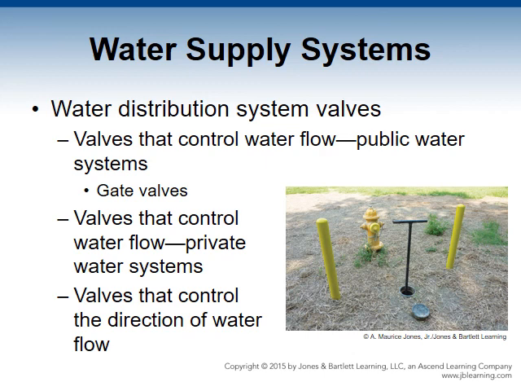Water distribution system valves. Valves that control water flow from public water systems. Valves are used to facilitate shutdown and isolate sections of a network for repair or maintenance. The gate valve is the most commonly installed control valve. It's usually buried under streets, public right-of-ways, or the ground.